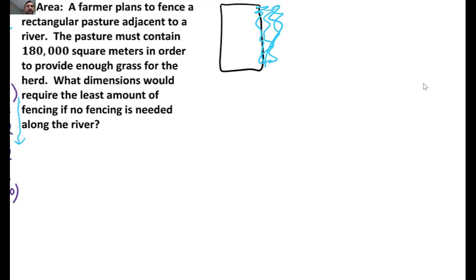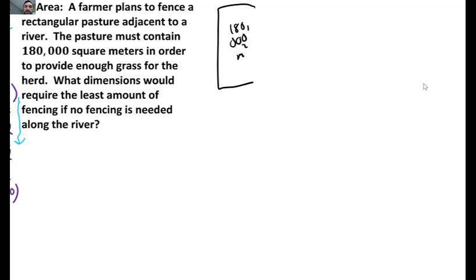It must contain 180,000 square meters in order to have enough grass for the herd. What dimensions would be required to have the least amount of fencing if no fencing is needed along the river?